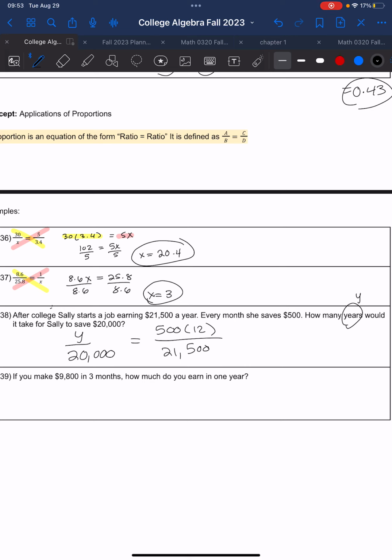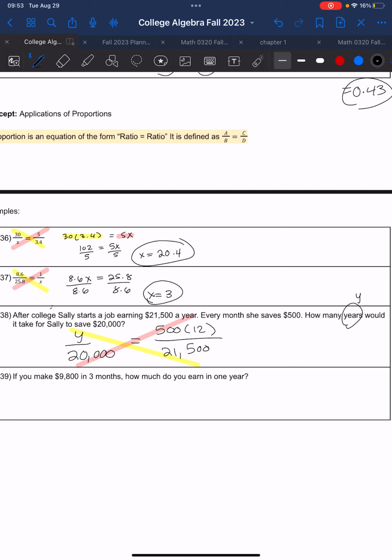Notice that each of my ratios is a part over a whole. So how many years that she is going to be able to save 20,000, how much she's saving versus how much she's making. Notice that every single aspect is in terms of years. Okay, if I did not multiply that 500 by 12, that 500 would be invalid because that's how much she saves a month, not how much she saves a year. Okay, once I have everything set up, I'm going to cross multiply. So Y times 21,500 and 20,000 times 500 times 12.